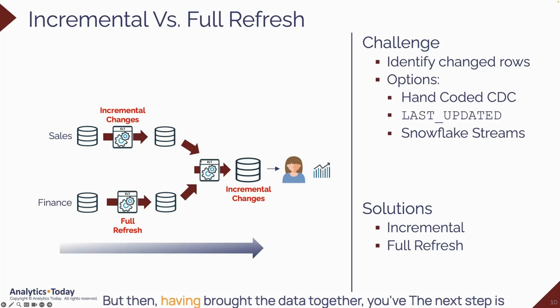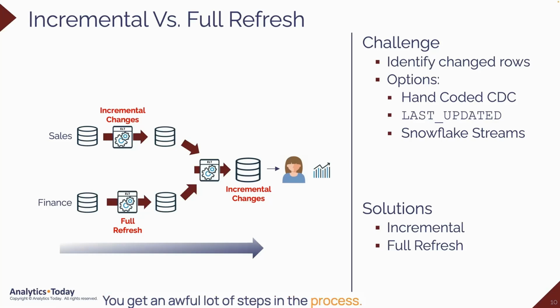But then, having brought the data together, the next step is incremental changes. And you've got a couple of options to do this. You could do hand-coded change data capture, say using a last updated time, or you could use Snowflake streams. You've got a couple of options available to you. And as we've seen with Snowflake streams, it can get quite challenging sometimes. You get an awful lot of steps in the process.